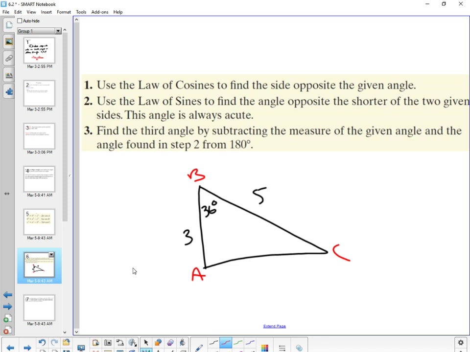If I have 3 of the 4 pieces in those ratios, then definitely use your law of sines. But for this one, I don't have that yet. But that means I can use the law of cosines to get little b here. And once I have little b, then I can go back and use my law of sines, which would be much easier to use than the law of cosines. Does that make sense?